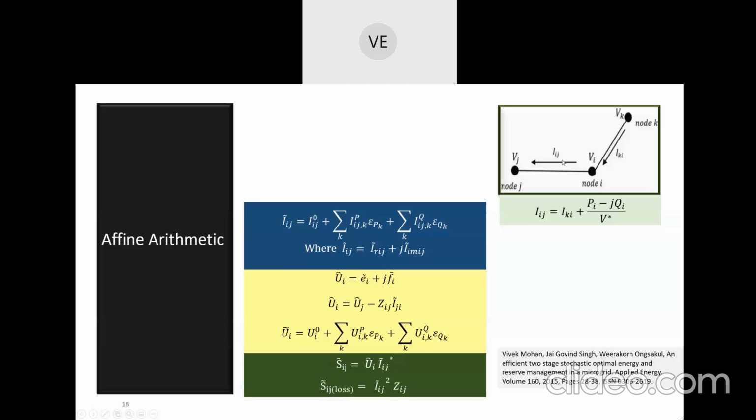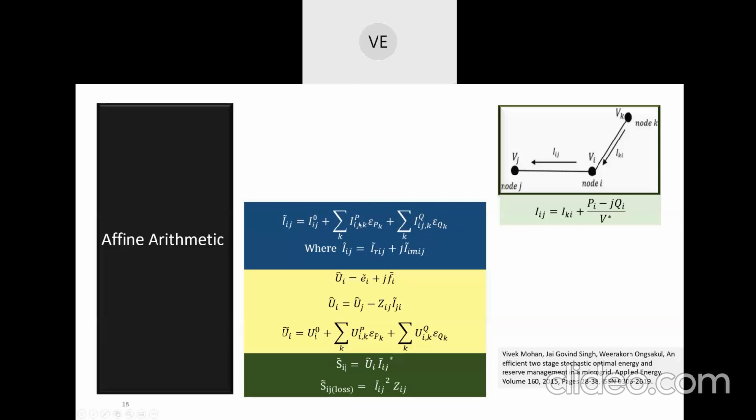That also affects the line current. That is the second term. So basically, the first term is a deterministic value, which completely depends on the forecasted values or estimated values. The second term is the sensitivity of this value because of the uncertainties in active power injections from the kth node. And the third term is the sensitivity of line current with respect to reactive power injections from the kth node.